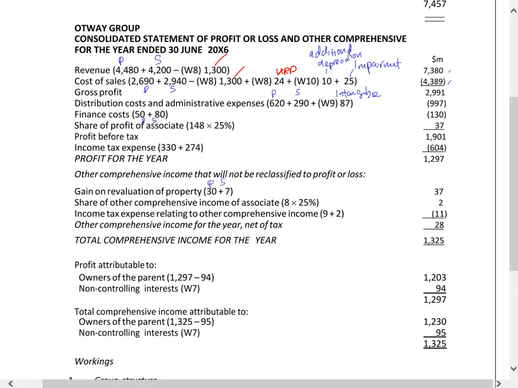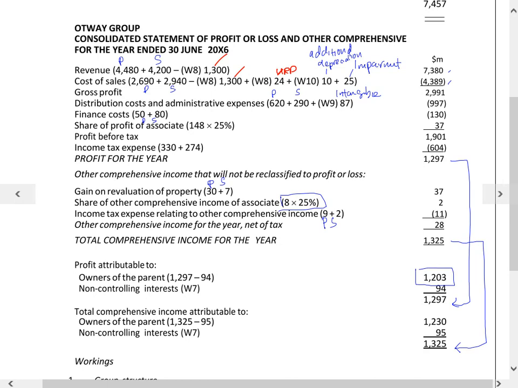Gain, I'll take parent plus subsidiary. For the related tax, parent and subsidiary. But associate, I'll take my portion, 25%. That's it. Okay. One two nine seven, 1325. Which one should we find first? We find 94. This is the balance.